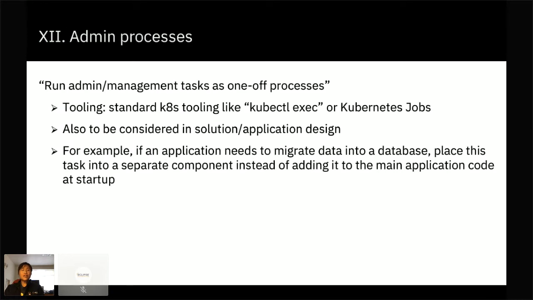So the last one is admin processes. You should run the admin processes as one-off processes, so it's one-off jobs. You should consider using kubectl exec or Kubernetes jobs. The reason is that a one-off process starts, then finishes and terminates. If you build it into your microservices, most of the time your microservice is running all the time. If it's only one-off, your microservice doesn't need to be running all the time.